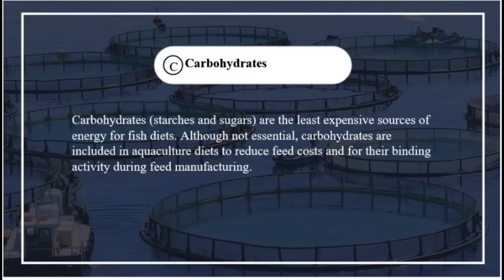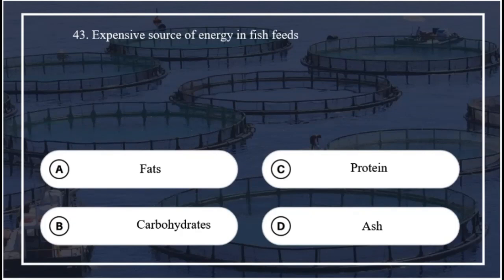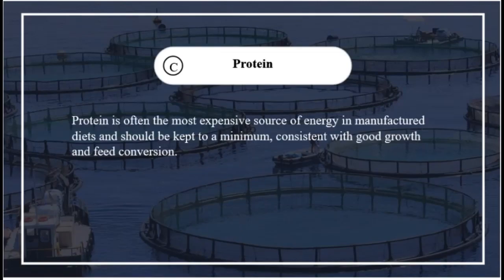43. Expensive source of energy in fish feeds. A. Fats. B. Carbohydrates. C. Protein. D. Ash. Answer. C. Protein is often the most expensive source of energy in manufactured diets and should be kept to a minimum, consistent with good growth and feed conversion.